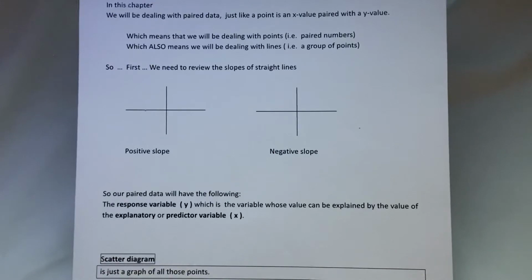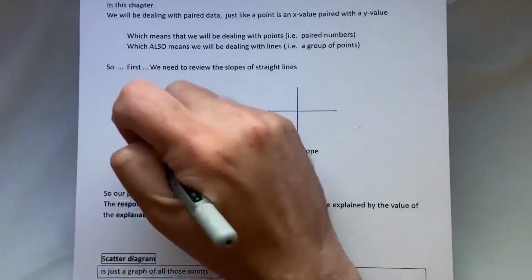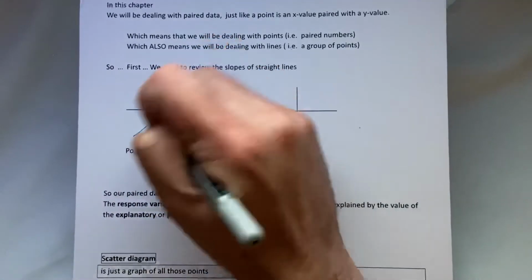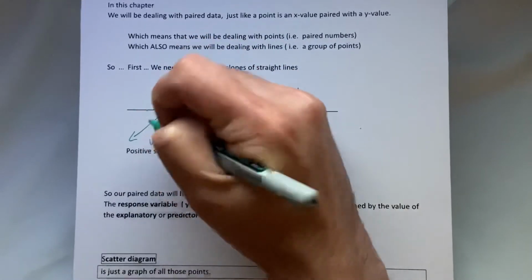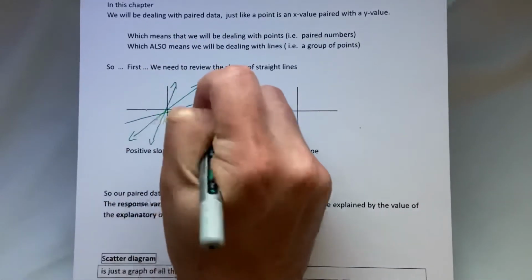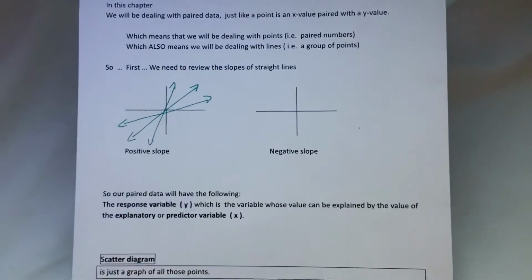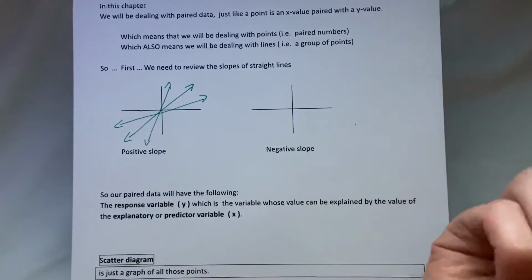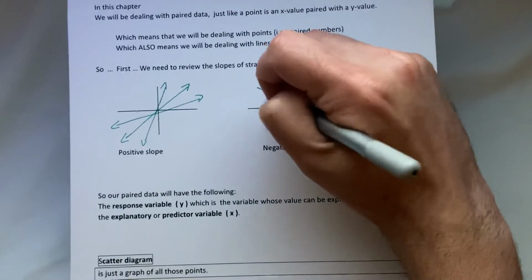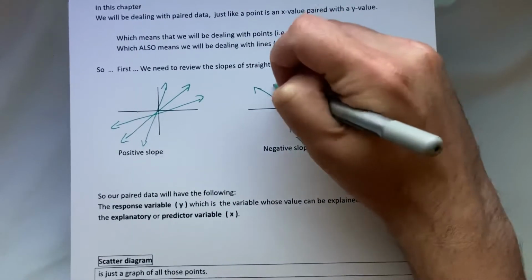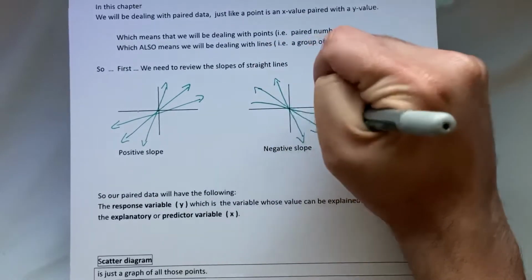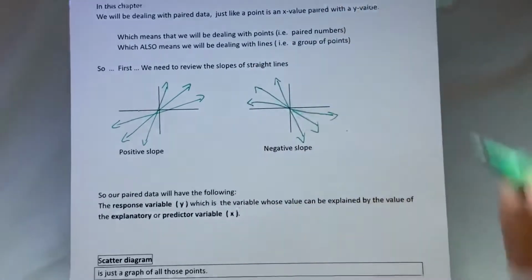Let's talk about a positive slope rises from left to right. It could be steep. It can be not that steep, but from left to right, it always goes up. All of these are positive slopes. Negative slopes are the opposite. They go down from left to right. And same rules apply. It can be steep or not. They're all still negative slopes.